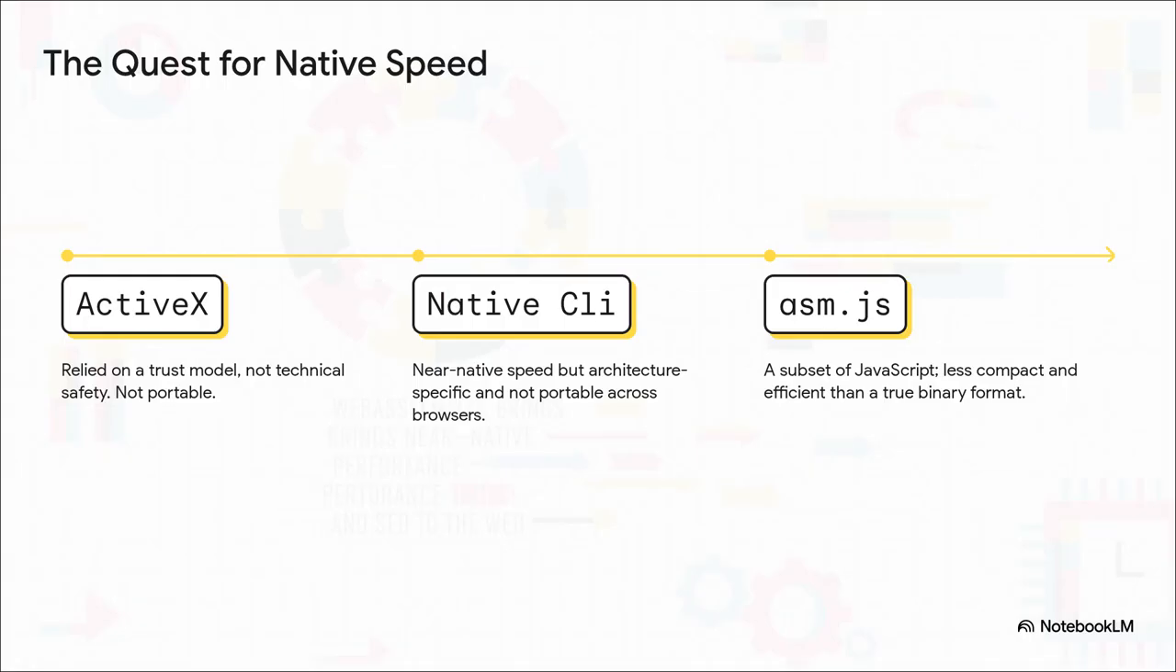First up, you had ActiveX from Microsoft. It was powerful for sure, but it was locked into one platform, and its security model was basically just trust us. Then came Google's native client, or NaCl. This thing was super fast, and it had a proper sandbox, a safe little playpen for code, but it was tied to specific computer chips and only worked in Chrome. And finally, we got ASM.js, which was this brilliant hack that basically tricked JavaScript into running faster. It worked everywhere, which was great, but it was still text, so it was bulky and not as efficient as it could be. Each one got us a little closer, but nobody had cracked the whole puzzle.